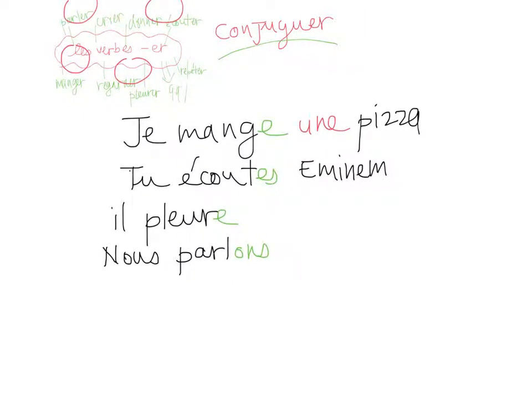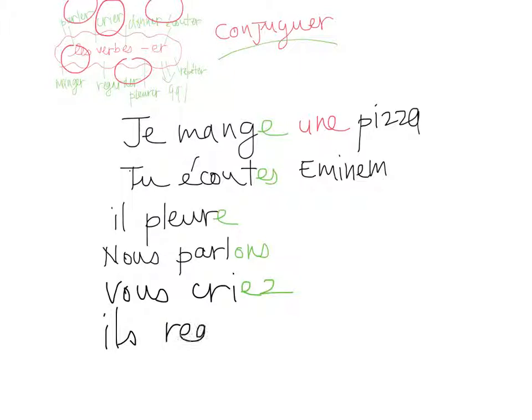Okay. Then vous. Let's use one we haven't used. Crier here, right? So vous criez, get rid of the ER at the end, and the ending is EZ. And finally, last one, ils with S. Ils regardent. And my ending is ENT. And here I have the present tense for the verbs with ER at the end.